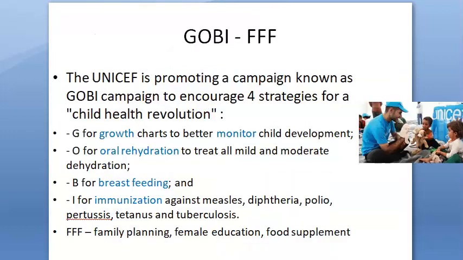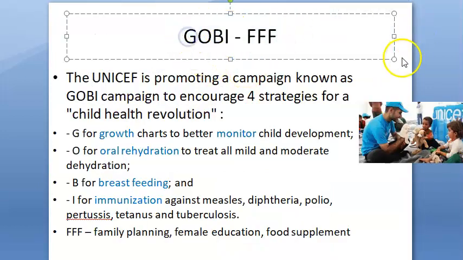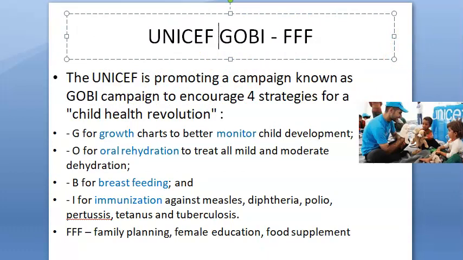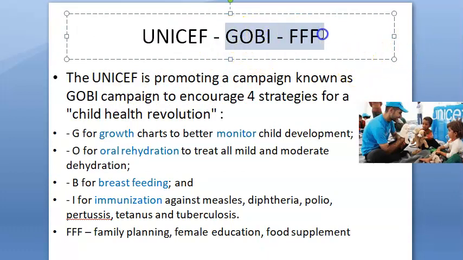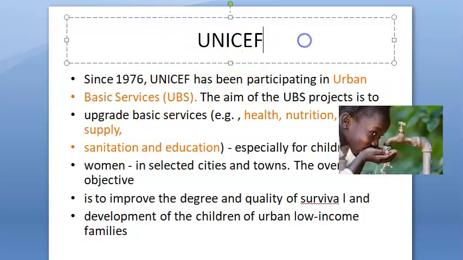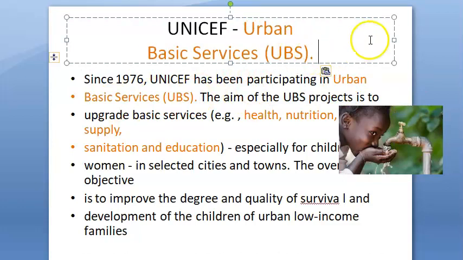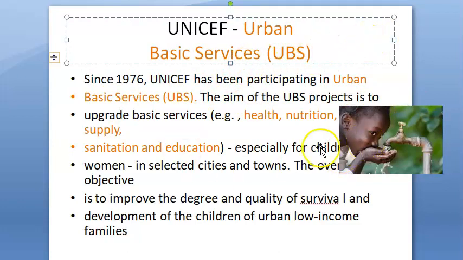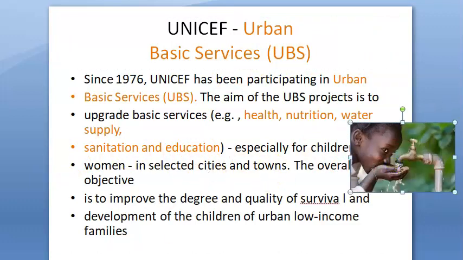Okay. Then GOBI FFF, very important. If they ask about UNICEF, you should mention in your exam GOBI FFF: G-O-B-I, FFF. G for growth monitoring, O for ORS, B for breastfeeding, I for immunization, write all the first year vaccines given during immunization, F for family planning, F for female education, and F for food supplement. Write all these, okay? And then coming to urban basic services, this also you have to mention. Urban basic services means water supply, sanitation, health, nutrition, education, all that you write, okay?